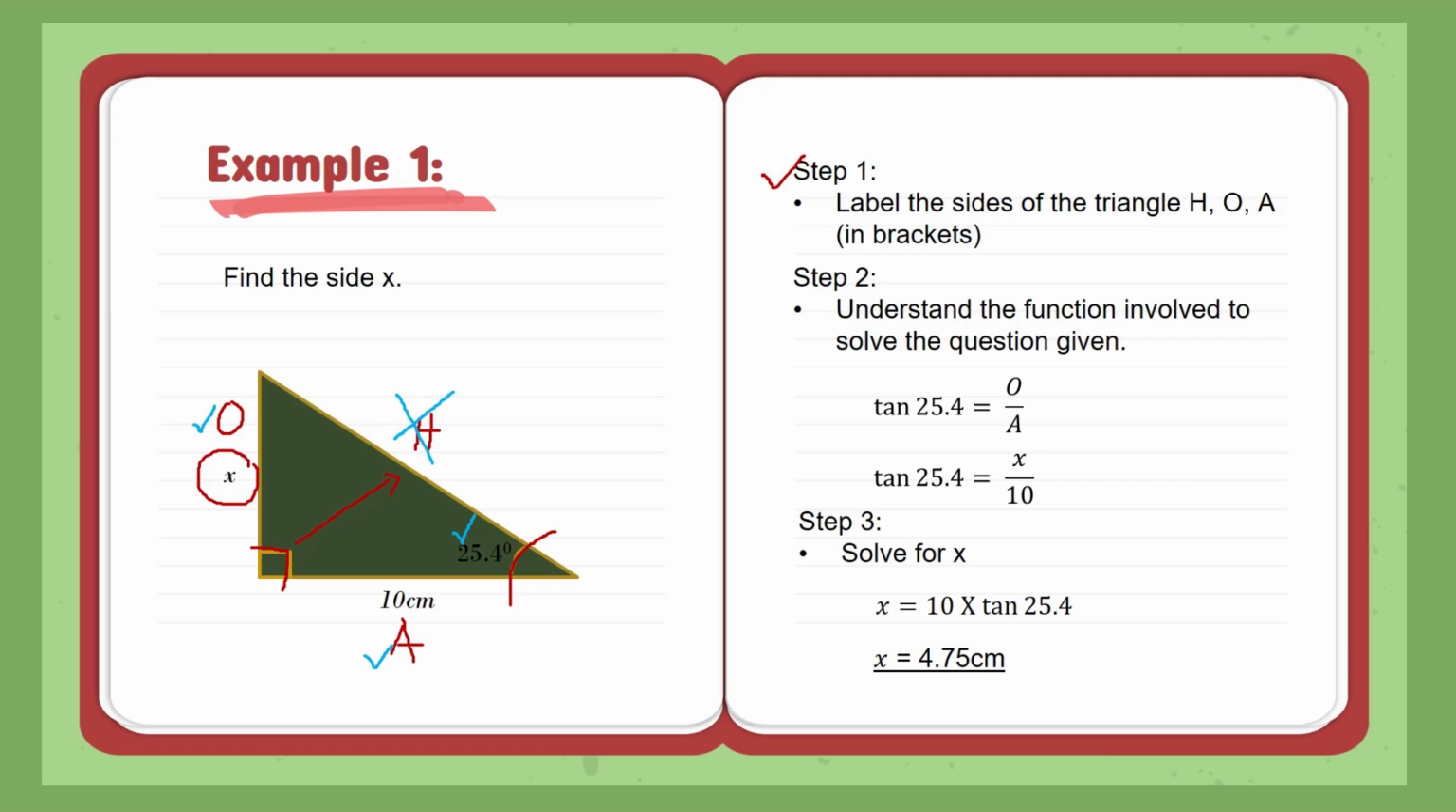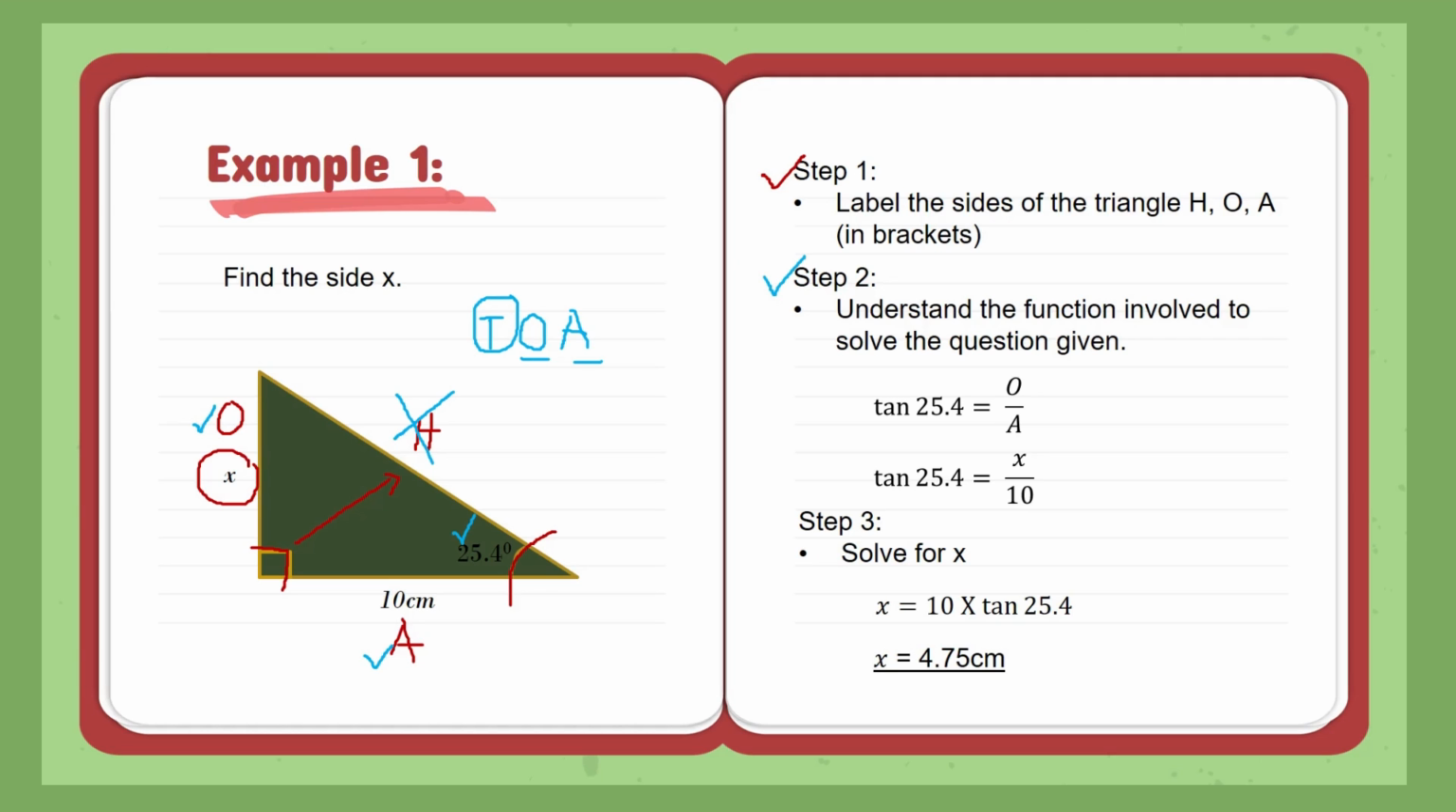We don't know the value of hypotenuse, and we don't have to find the value of hypotenuse as well. So we are going to work with adjacent and opposite. Remember, what is the function involved with opposite and adjacent? That is TOA, opposite and adjacent. So we are going to use tan. Now step 2 is done. We know that we are going to use tan here.